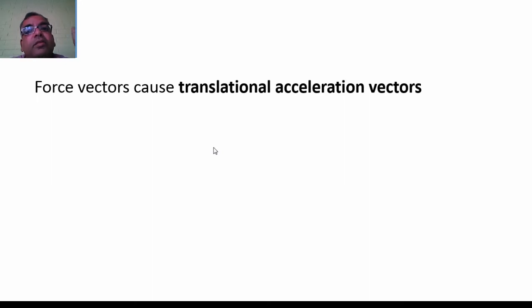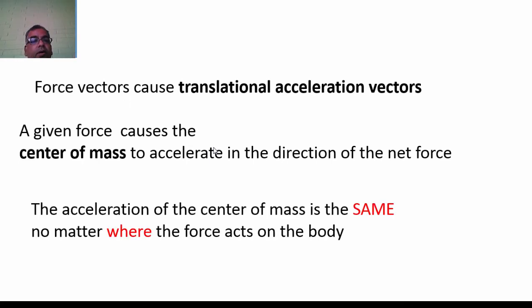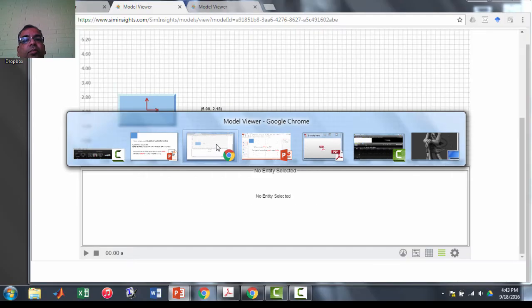Now, forces will cause a translational acceleration vector. I will show you what I mean. A given force causes the center of mass to accelerate in the direction of the net force. It will cause the center of mass to accelerate in the direction of the net force. And the acceleration of the center of mass is the same no matter where the force acts on the body. So let's see what we mean by that.